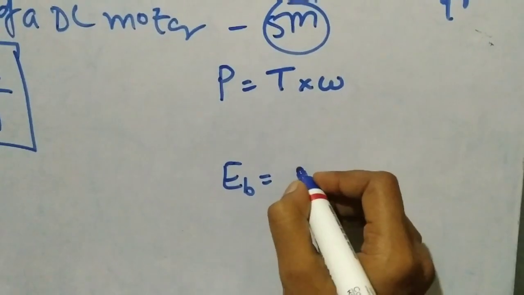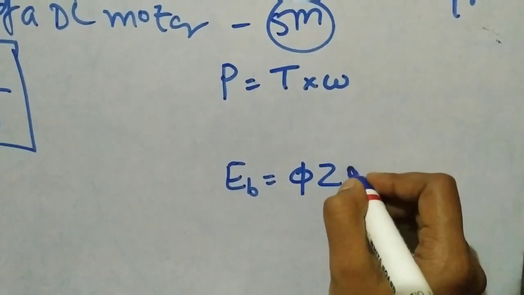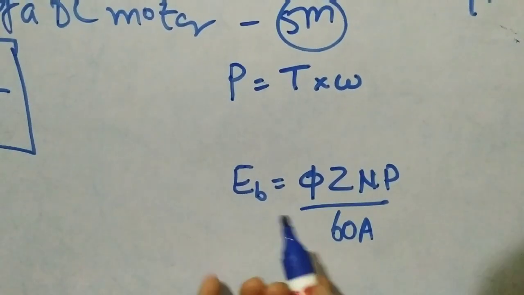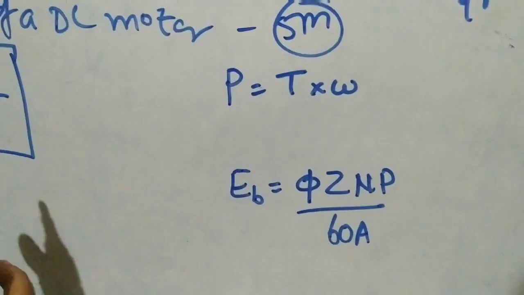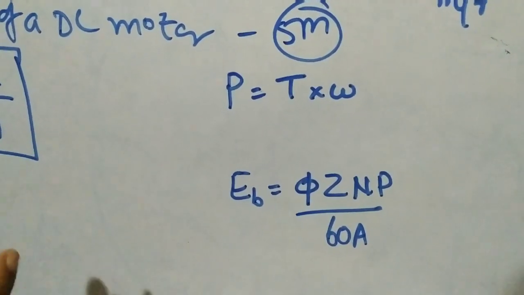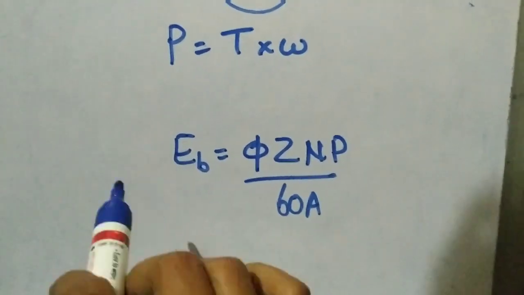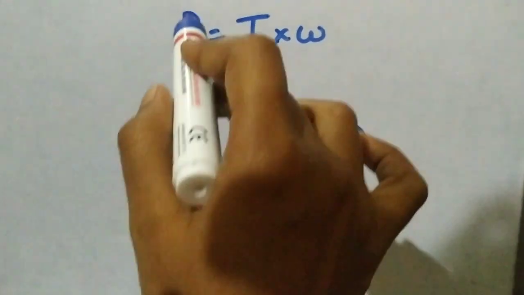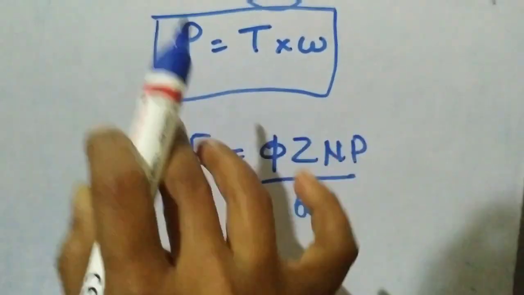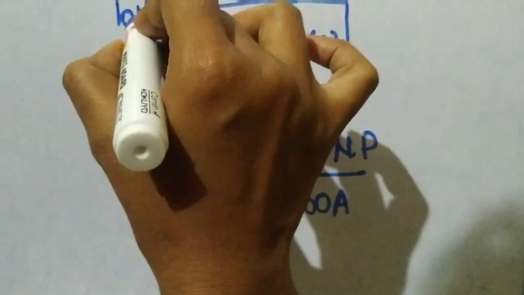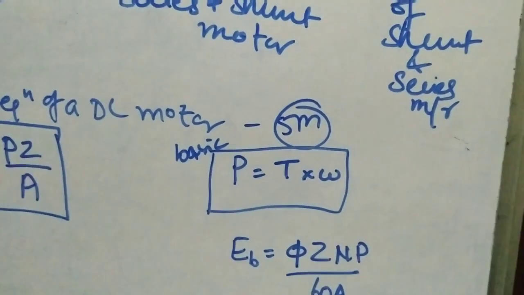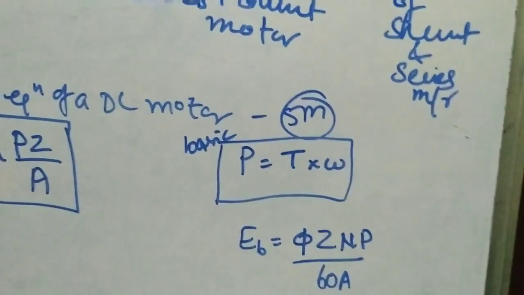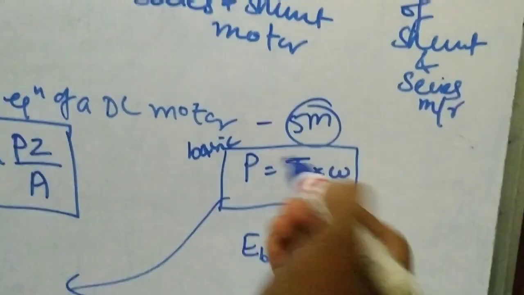And EB is equal to phi ZnP divided by 60 into A. And from this, how can you finally reach the final expression? Let us see that. As you all know, P is equal to T into omega. This is a major basic formula which you need to follow. And power is given by the product of voltage and current, right? So you can take up this P is equal to T into omega.